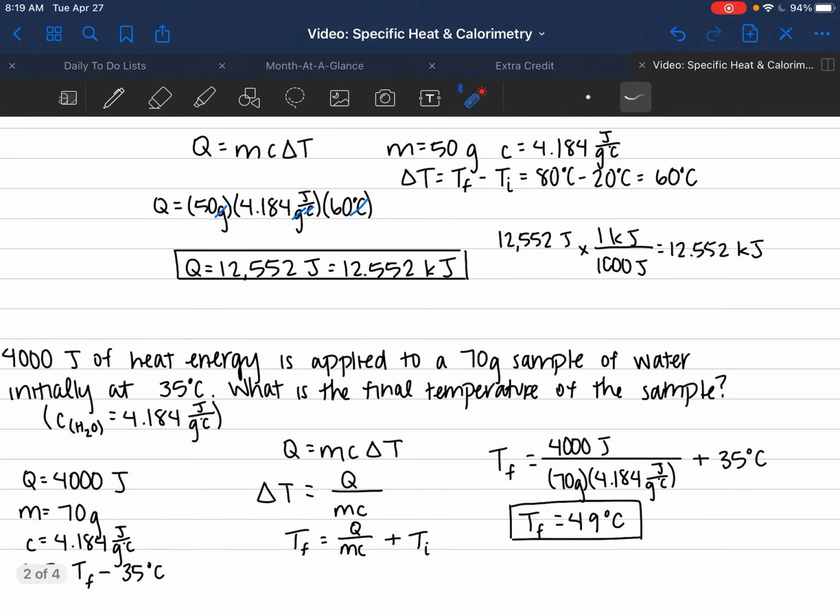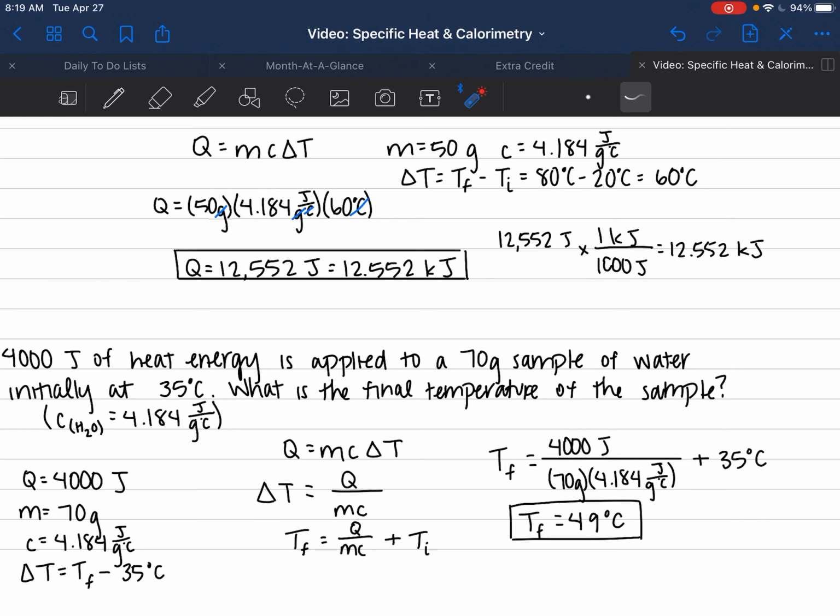For our next example, it tells us 4,000 joules of heat energy is applied to a 70-gram sample of water, which is initially at 35 degrees Celsius. So we want to know the final temperature of the sample. And then once again, it gives us what our specific heat is for this, and it's the same as it was in the previous problem.